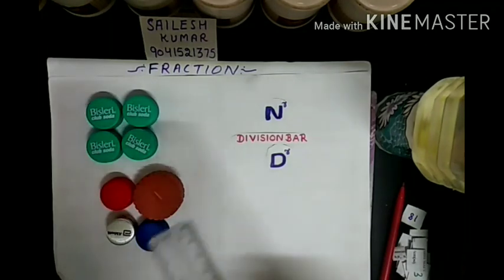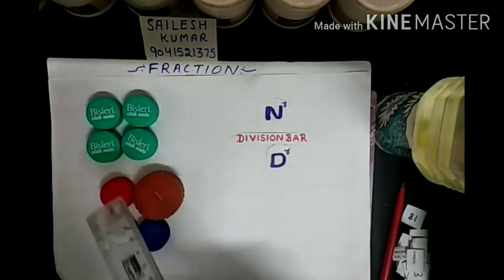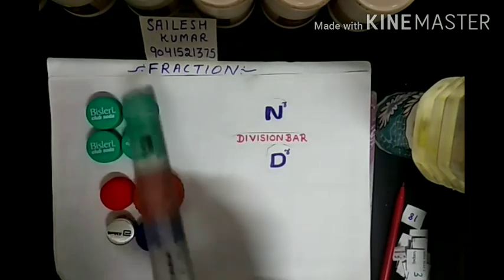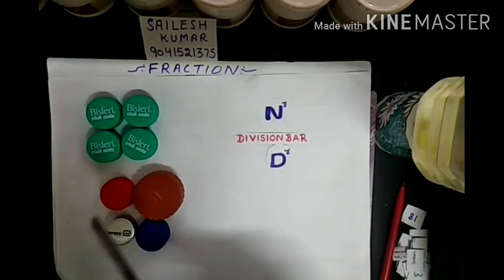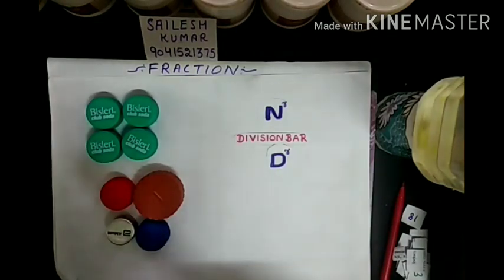You can see the basic difference in this figure and this figure. In this figure all the parts are same, but in this figure no part is same. So in order to make the fraction, every part of the figure should be same, but in this arrangement we are seeing that no part is same here, so we can't consider this for the fraction.